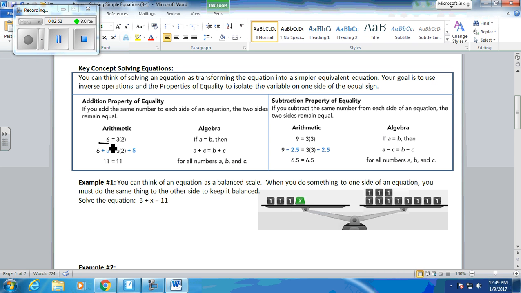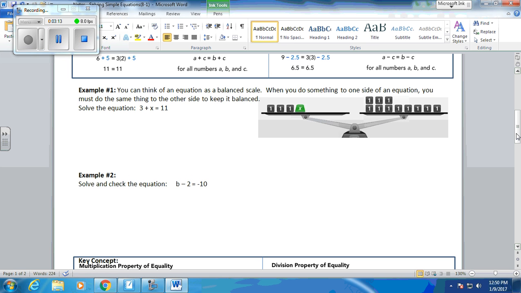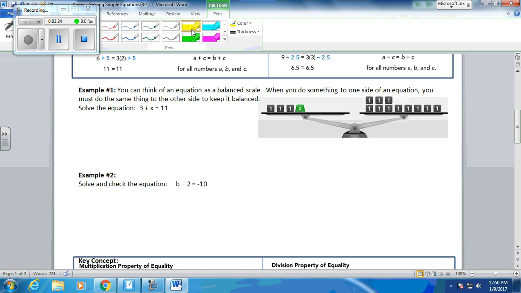They're then showing us algebraically, which just means with letters. If we have A equals B, then if we add C to both sides, we would still get an equivalent equation. Same goes for subtraction. If you subtract the same number from each side of the equation, the two sides remain equal. So example number 1 states that you can think of an equation as a balanced scale. When you do something to one side of an equation, you must do the same thing to the other side to keep it balanced. That really is our key concept, that you must perform the same operation to the other side as well.